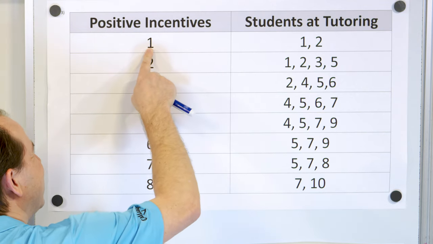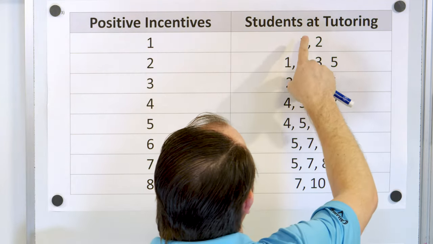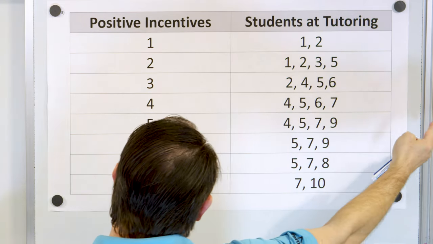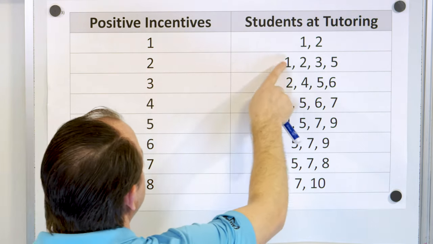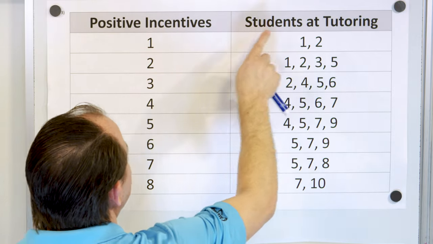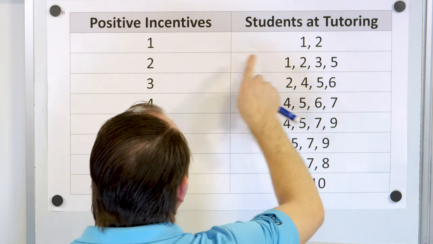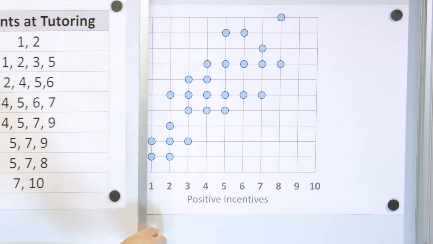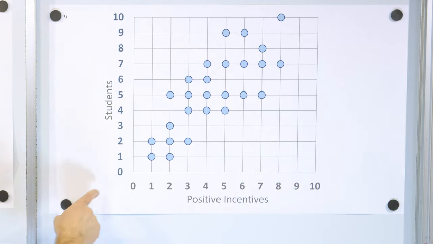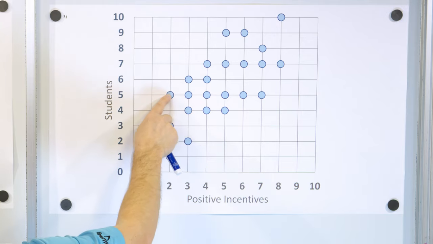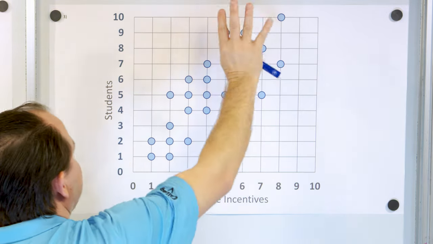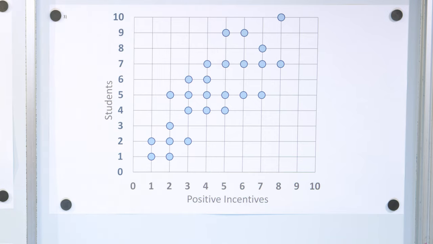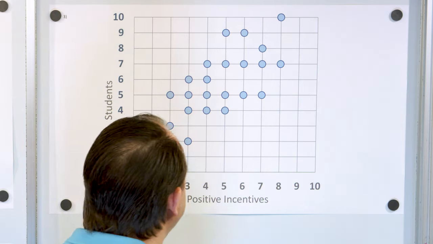When one incentive was given, we had 2 data points, 1 student, 2 students. Clearly that wasn't good enough, so we increase. Then 2 incentives, 1 student, 2 students, 2, 3 students, 2, 5 students, and so on. And we're going to plot this, and here's what we get: 1, 1, 1, 2, 2, 1, 2, 2, 2, 3, 2, 5, and then all the other data points we have. Now we can see a very strong positive correlation.